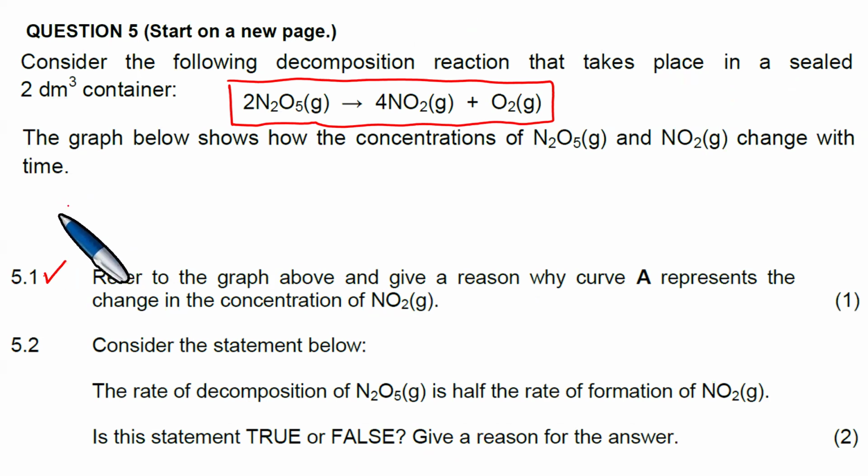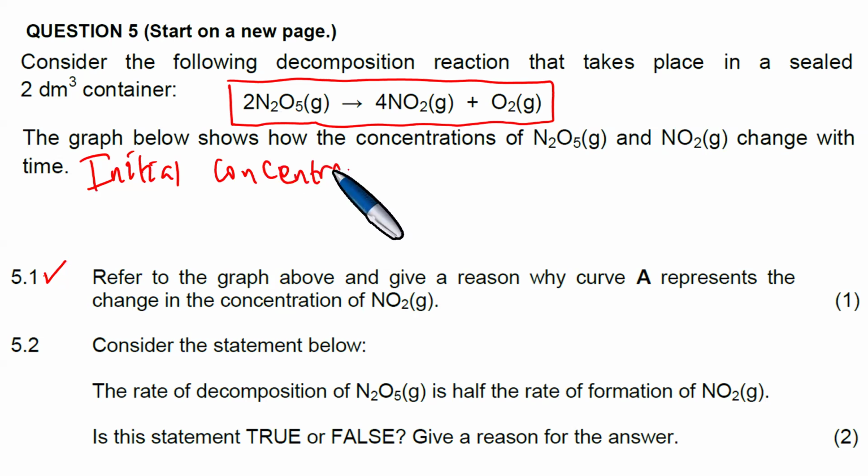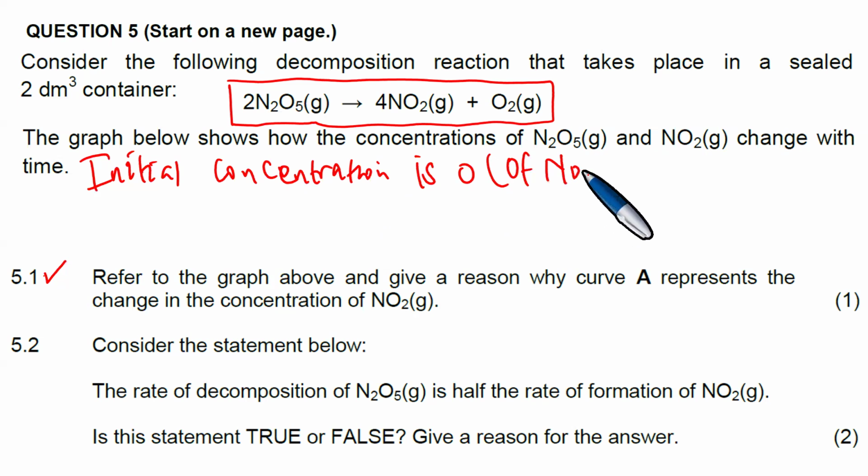And so the reason would therefore be that the initial concentration, like we've seen, the initial concentration is 0 of the NO2 gas, nitrogen dioxide gas. Alternatively, if you don't want to say this, you can say that the concentration.